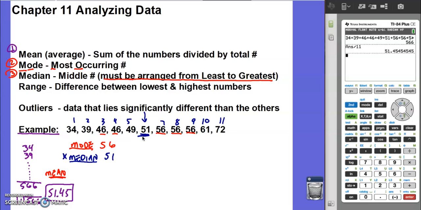Now, just a quick comment. If there's an even number of numbers, like if I had 4, 6, 8, and 10, and I wanted to find the middle of that, you look at your 2 middle numbers and you find the average of those 2 numbers. In this case, it would be 7. So the median doesn't actually have to be in the list, whereas the mode has to be in the list, because it's the most occurring number.